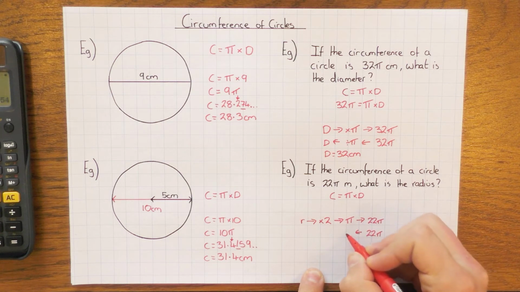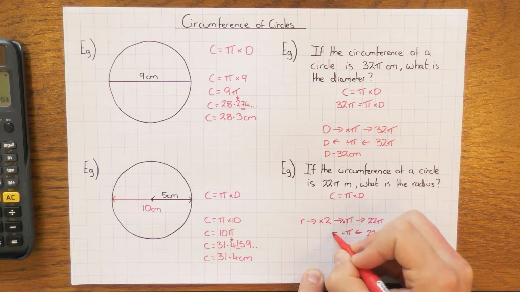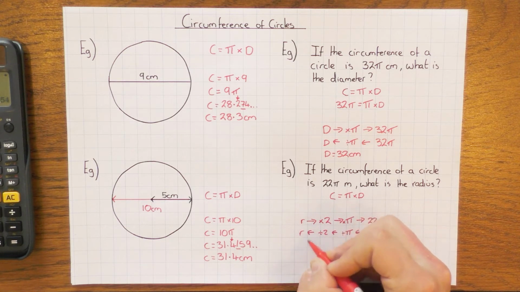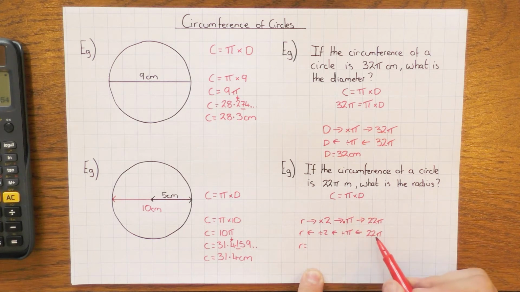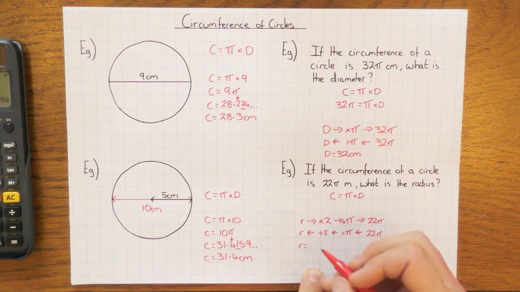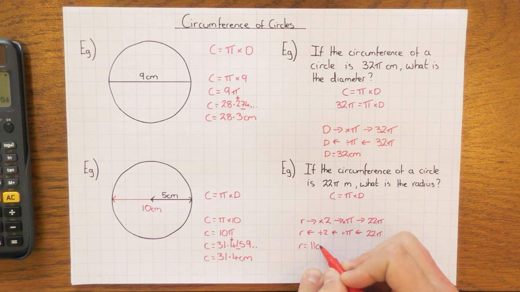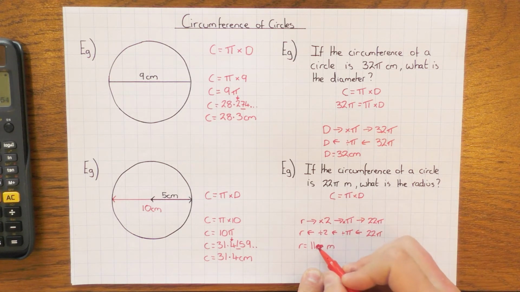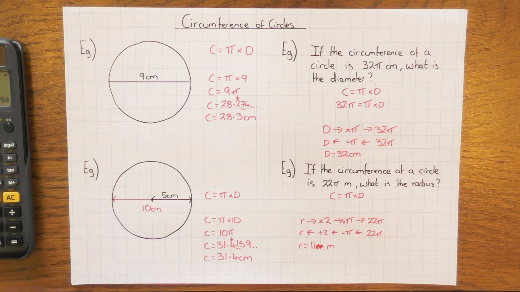22 pi, oh, that was times, divided by pi, divided by 2, just do the opposite as you go backwards, gets back to the radius. So 22 pi divided by pi is obviously 22. Divide that by 2, we have the radius to be 11 meters, because the units there has changed. So it's not 11 centimeters, it's 11 meters. So again, just be careful.